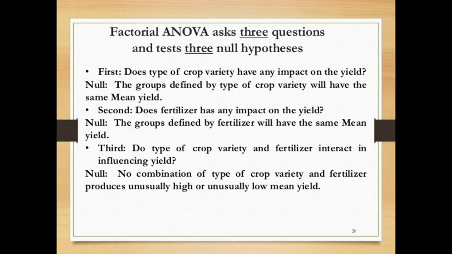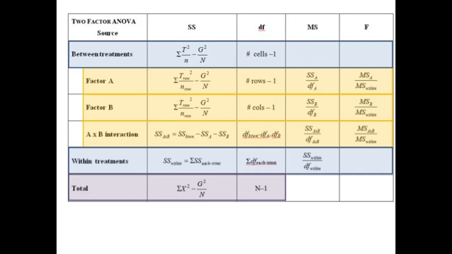So this is a very complex procedure. Two-factor ANOVA: between treatments, within treatments, SS, DF, MS. You can go through this to know more about it, and go through the articles and books also.